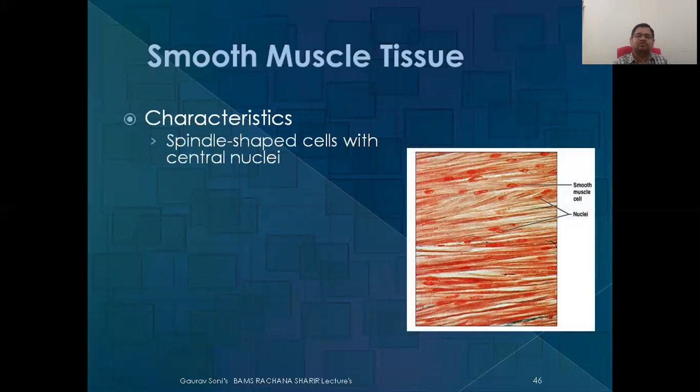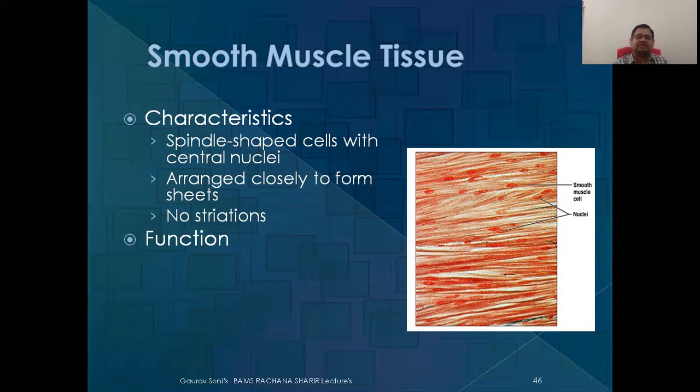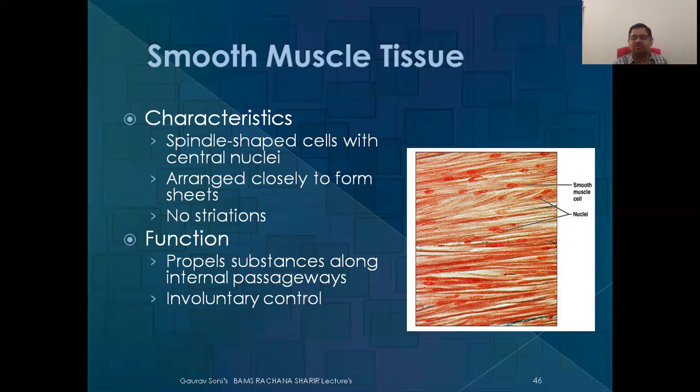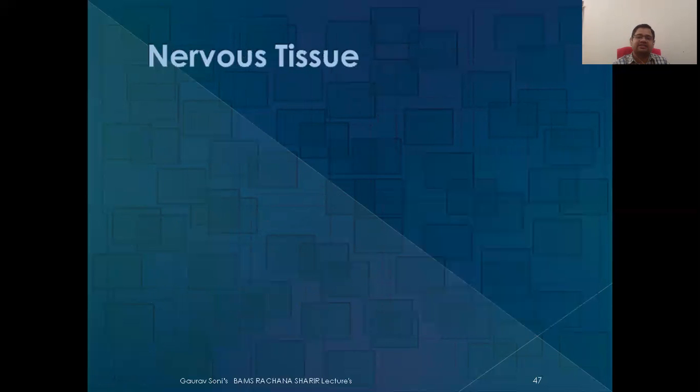Then the third type is smooth muscle tissue. It has spindle-shaped cells with central nuclei arranged closely to form sheets. No striations are present. It propels the substances along the internal passageways. Involuntary control of all the things like in our intestine. Location, mostly the walls of hollow organs are made up of smooth muscle tissue. Wherever involuntary movement is involved, you are going to find smooth muscle tissue there.